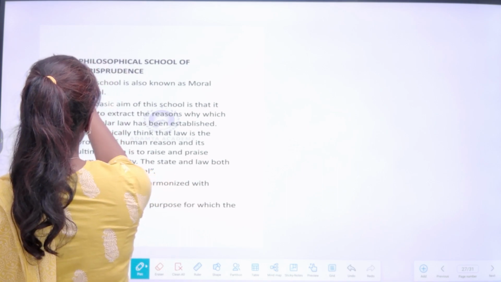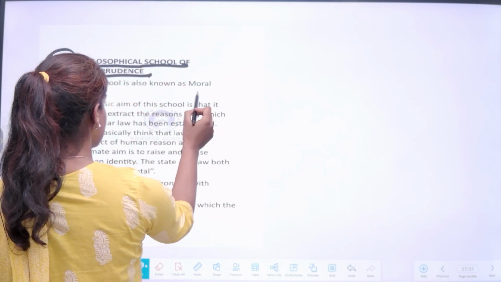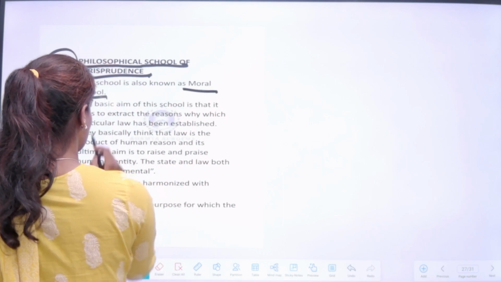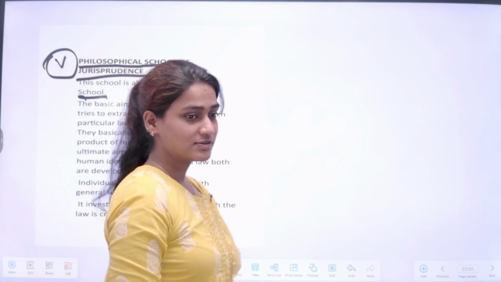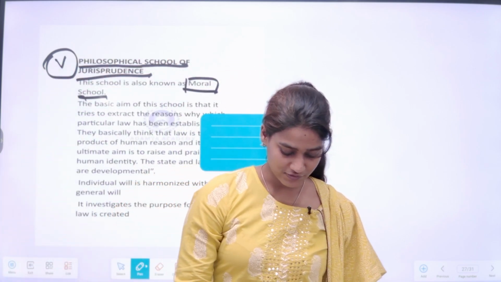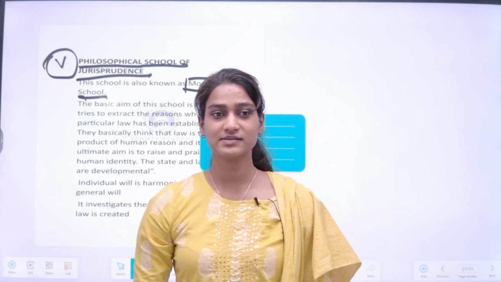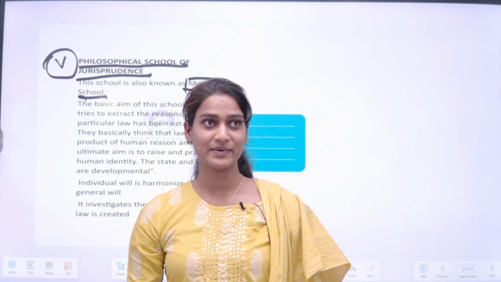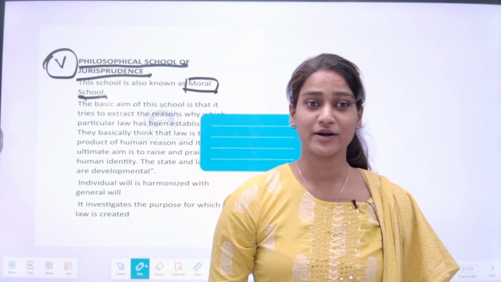Now the fifth school which we'll be studying is the philosophical school of jurisprudence. This school is also known as the moral school. So what do you mean by philosophy? Philosophy is why, how, and when. It means why the law has been made, how the law is being made, and when it will come into force.